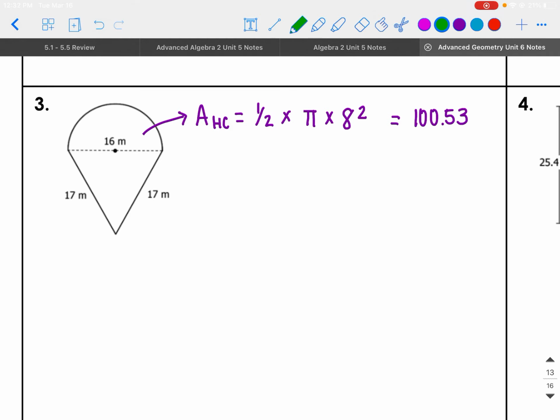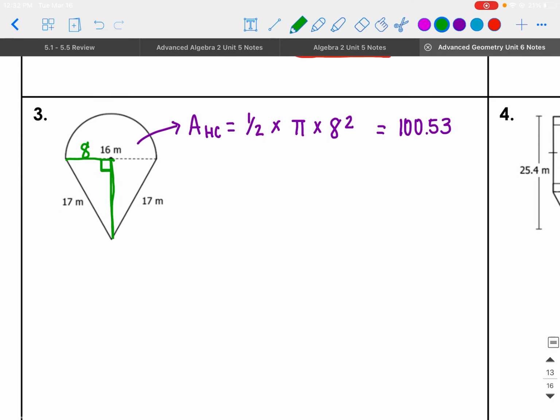Now for the triangle, we need the height. We don't have that, but this is a right angle. If you think all the way back to the very first lesson, there was a Pythagorean triple, 8, 15, 17. But if you didn't remember those triples, you could do Pythagorean Theorem to find the height of 15.